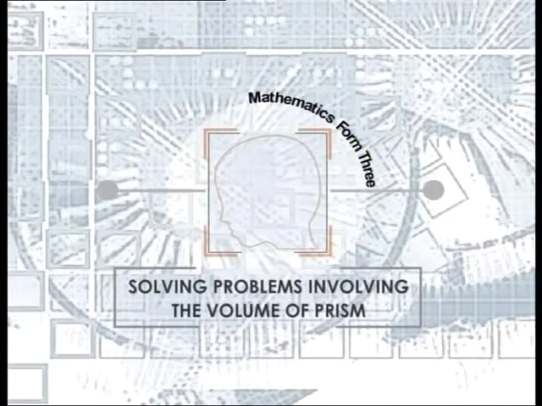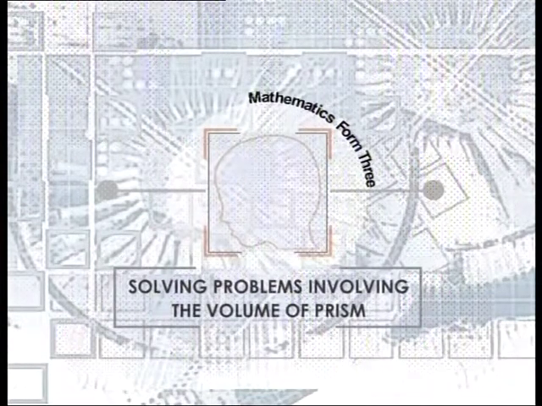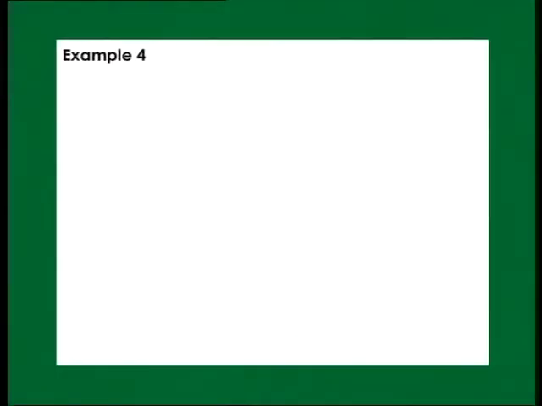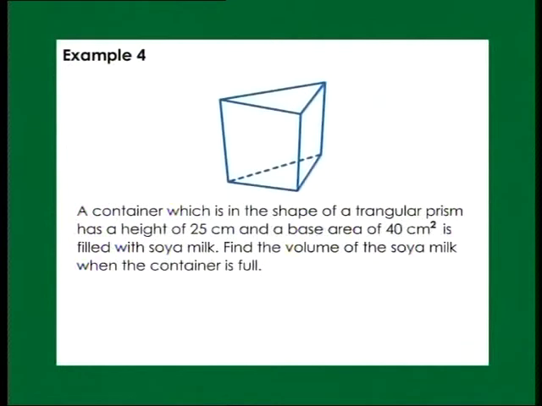Solving problems involving the volume of prisms. Example 4. A container in the shape of a triangular prism, which has a height of 25 centimeters and a base area of 40 square centimeters, is filled with soya milk. Find the volume of the soya milk when the container is full.